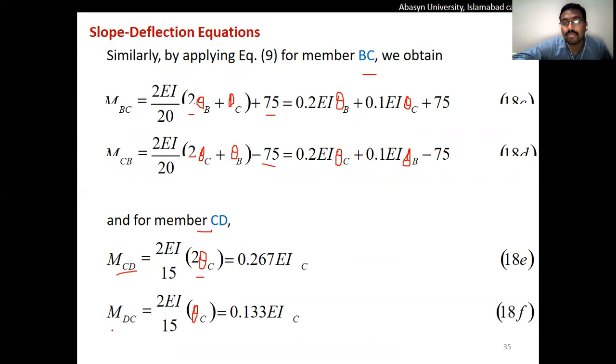And similarly for MDC, we will have 2EI over L. Here the span length is 15 feet instead of 20 feet, that's why it is divided by 15 feet. And for MDC, we will have 2 times of theta D, which is 0, so it becomes nullified, plus theta C, and again there is no fixed end moment, therefore the value will be 0. So once we simplify it, the value becomes 0.267 EI theta C, and for MDC it will become 0.133 EI theta C.